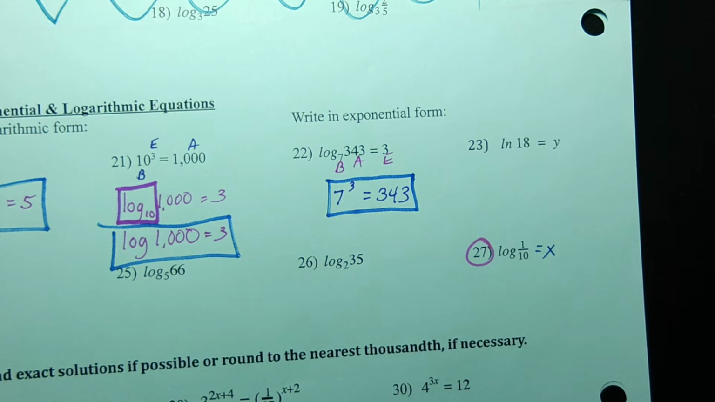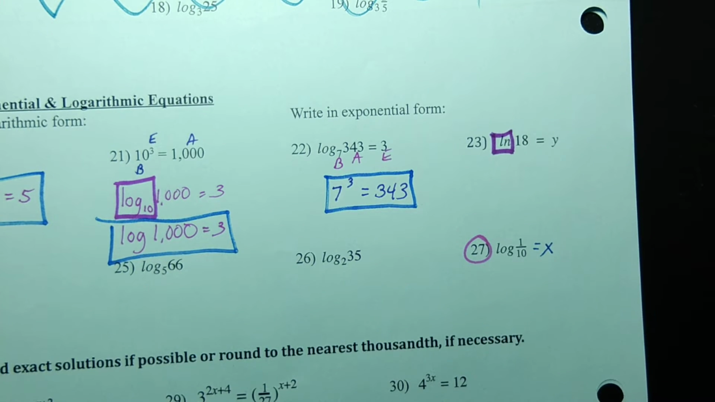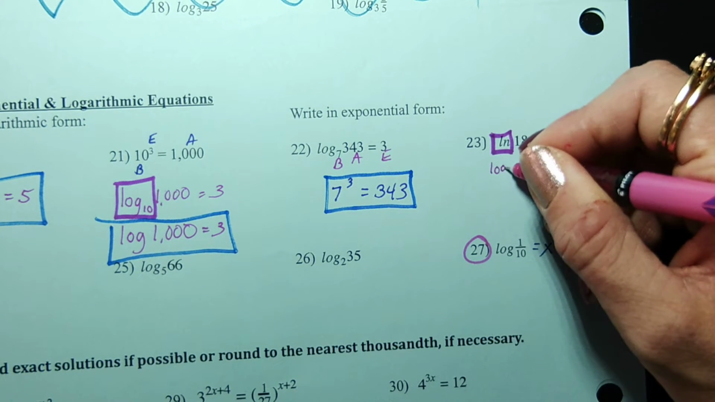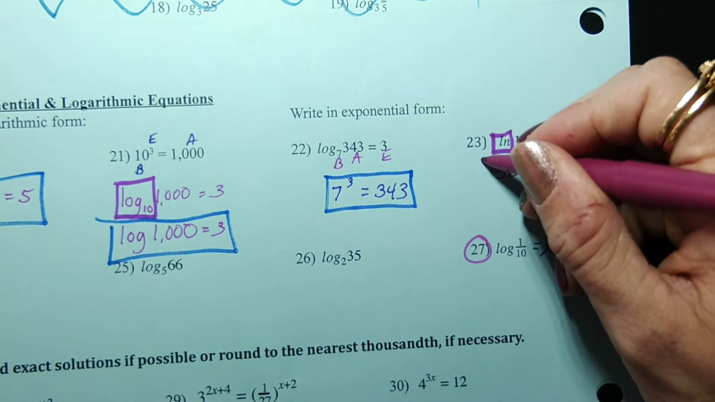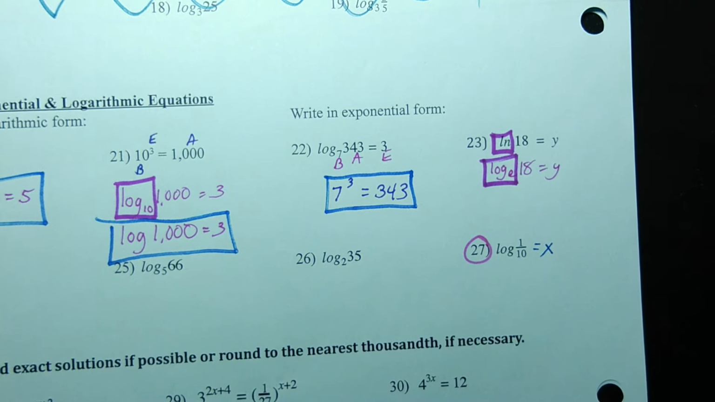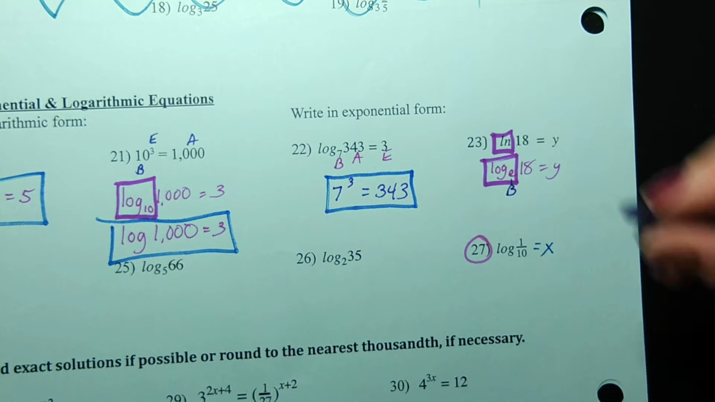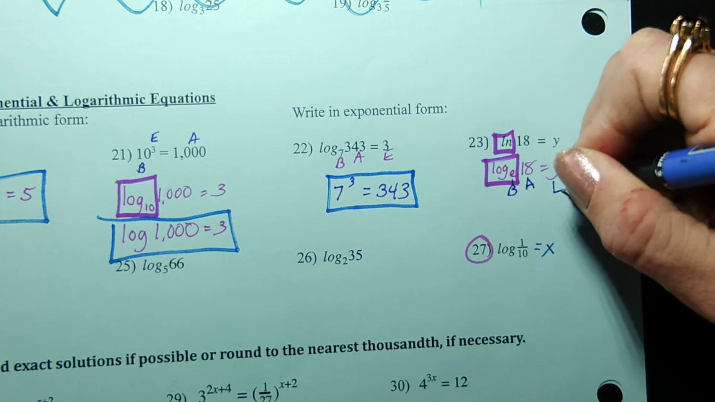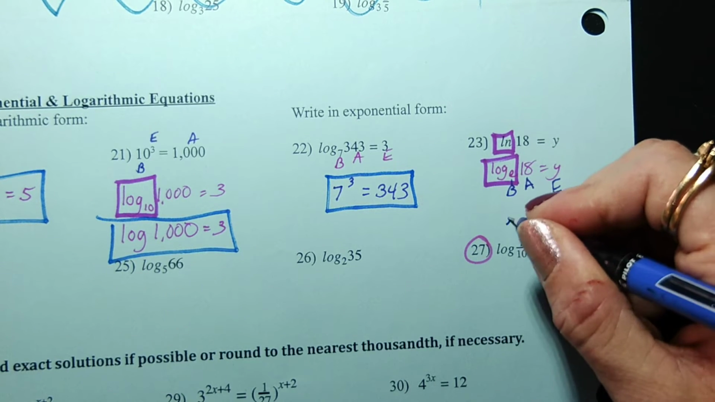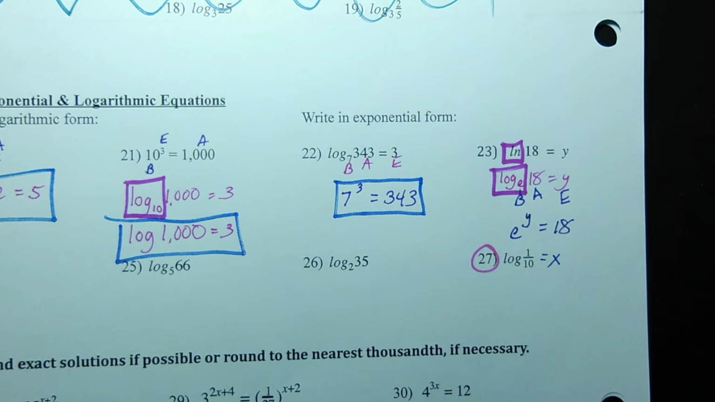Now for this one, we have natural log of 18 is y. So what's my big? Well, let's go ahead and replace natural log with what it is equal to, which is log base e. So log base e of 18 is y. We write it as log base e so that when we do our big animal ears, we can clearly see that our base is e, our animal is 18, and our ears is y. So e base raised to the power of y is 18.